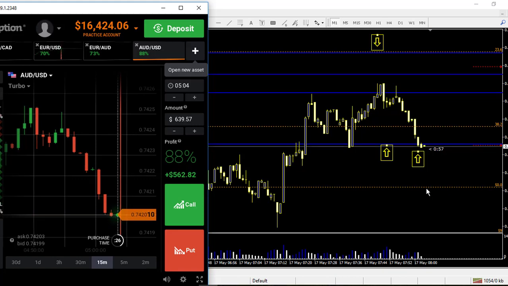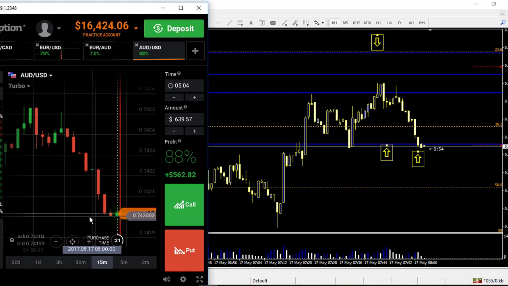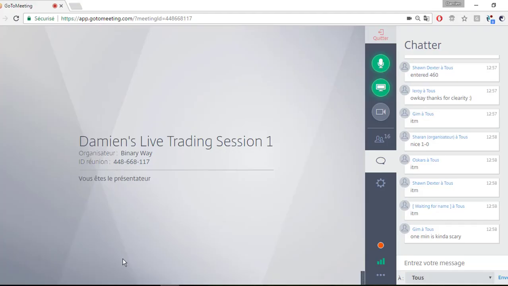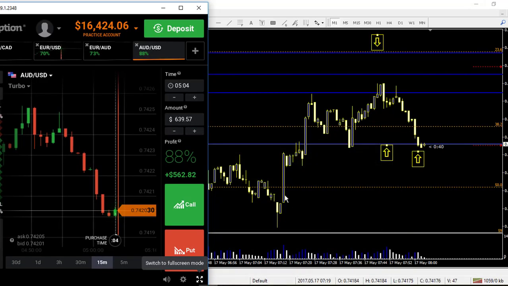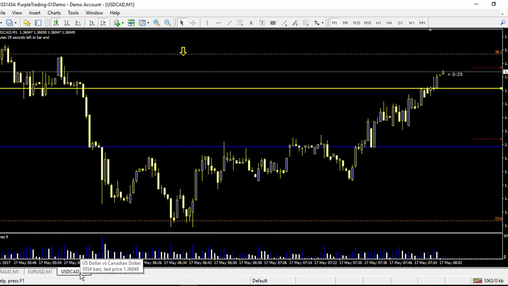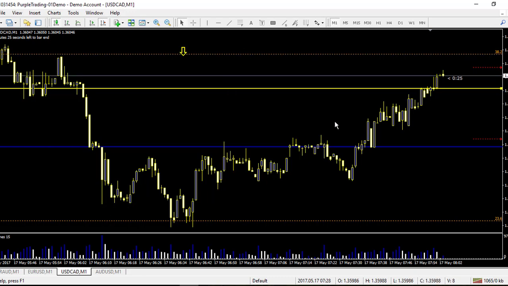Okay, this one doesn't look very good. Okay, no one took this one, I think. Yeah, 1 minute, you should be fast. And because it's 1 minute on your own, you can focus on only one currency pair, like for example USD/CAD, and you will trade only the USD/CAD.